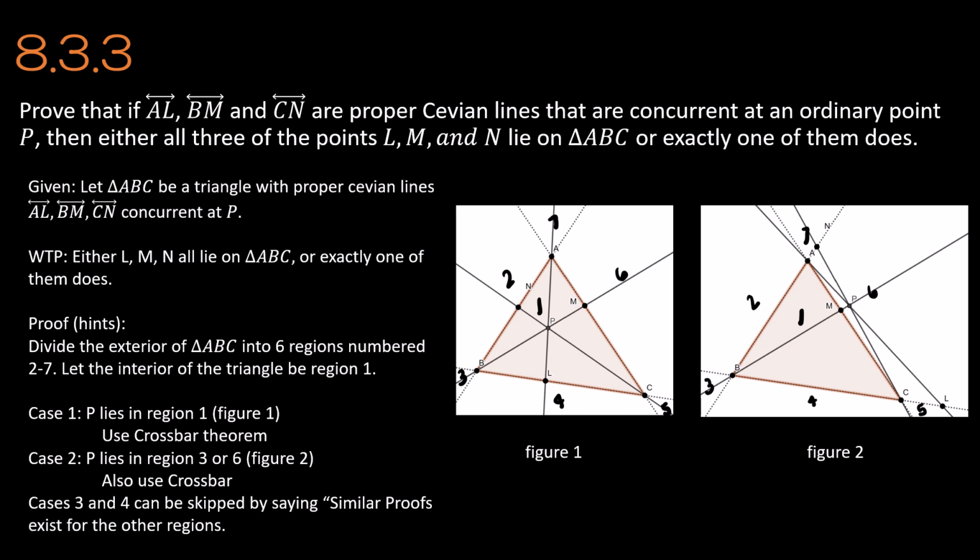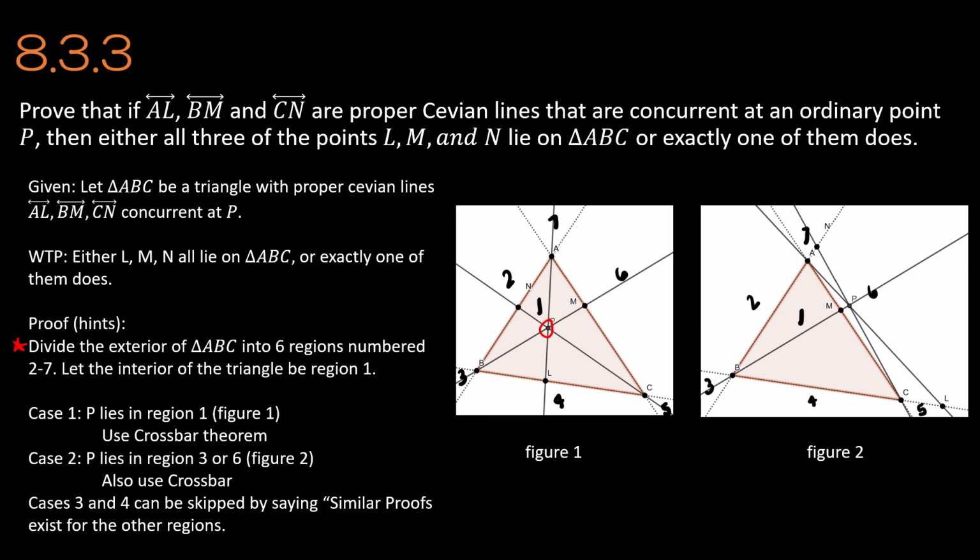To begin our proof, I'm going to include the words, divide the exterior of triangle ABC into 6 regions, numbered 2 through 7. Let the interior of the triangle be region 1. As you can see, I have 2 figures for you. For case 1, we're going to let P lie on the interior of the triangle. And then you're going to use the crossbar theorem, and that's the only hint of that proof I'm going to give you. Once you look up the crossbar theorem, I think it's going to be pretty straightforward.